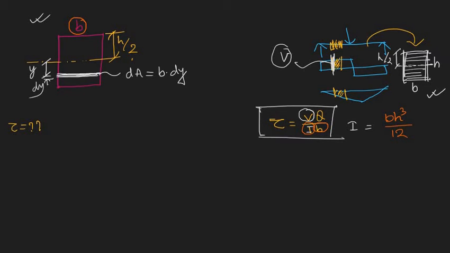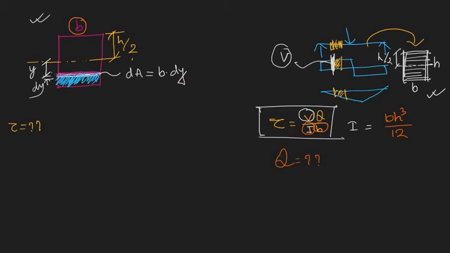So what is Q actually? Q is the statical moment of the area above which we are considering the shear stress. So we are considering the shear stress at this level, and the whole area below this one is contributing to the shear stress at this level.